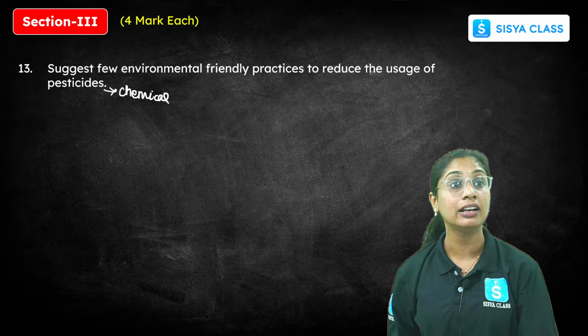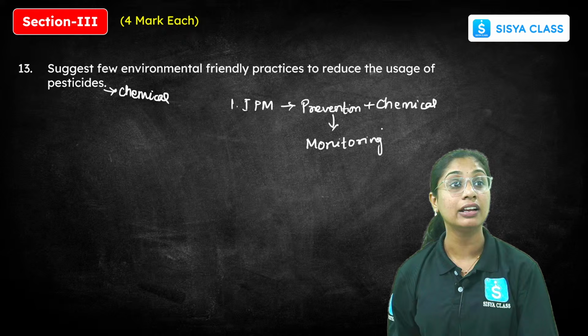All right. The first one we have is IPM, Integrated Pest Management. So we have prevention and we have chemicals, but chemicals are the last option. We use chemicals at the end, only when there are no other options. What is involved in prevention? Here we have monitoring and identification of certain pests. This is one method. Any other method? Yes, we have various other methods like crop rotation.